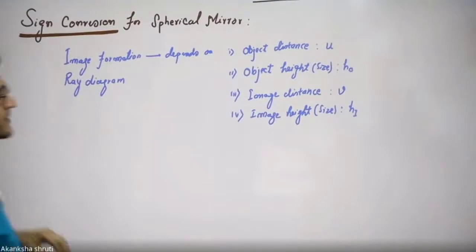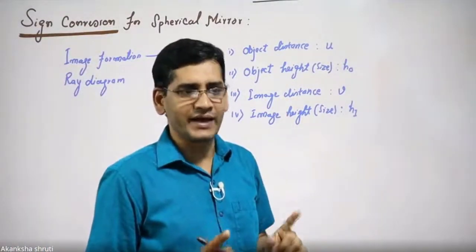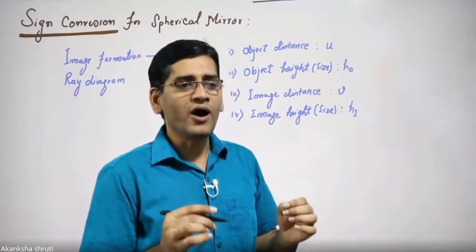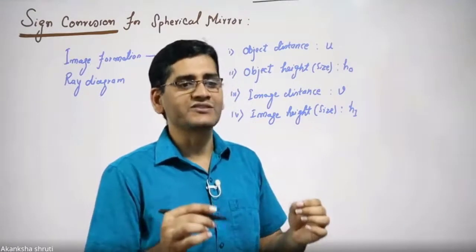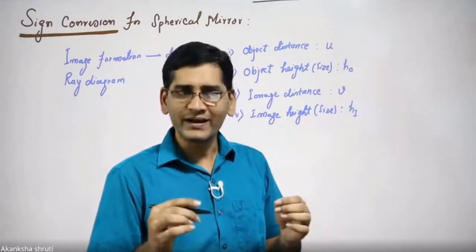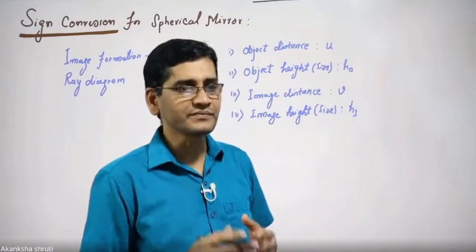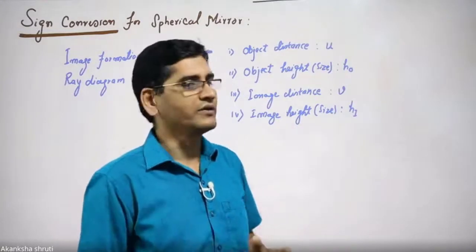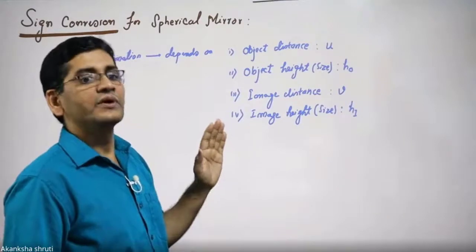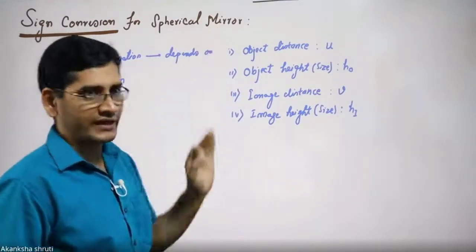Students, what is the sign convention? Sign convention for a spherical mirror means how the sign of object distance, image distance, object height, and image height should be taken. Also for the focal length and radius of curvature. That depends on the nature of the mirror used, whether the spherical mirror is convex or concave.